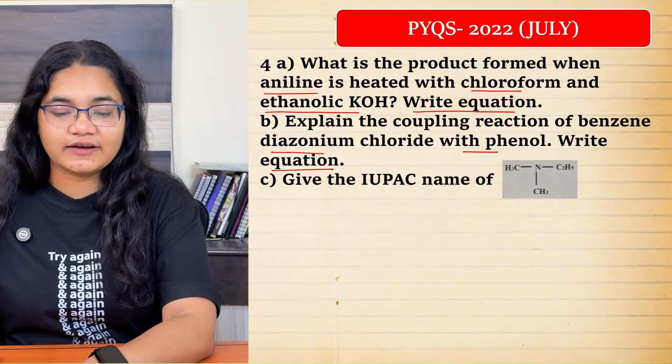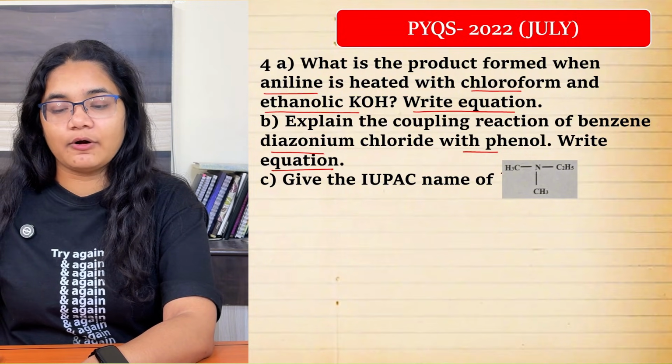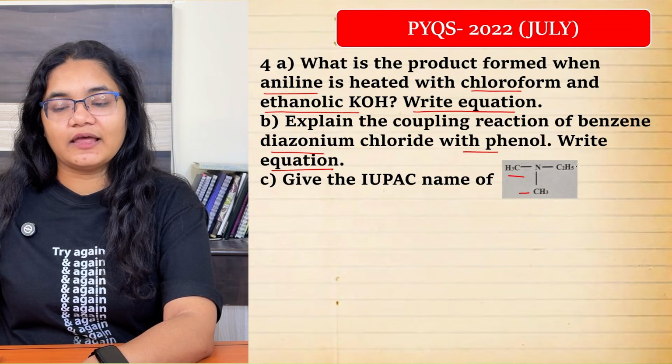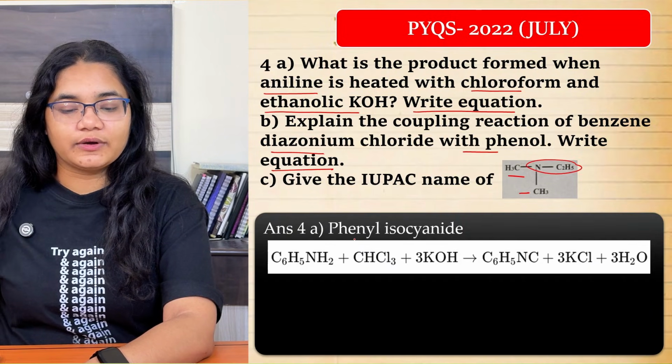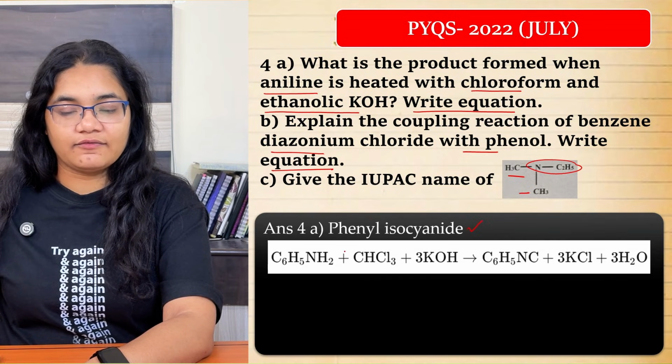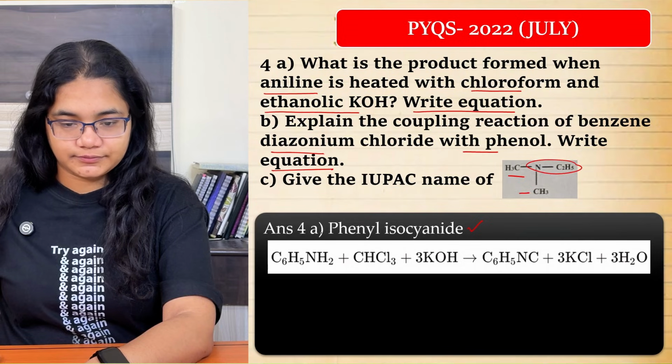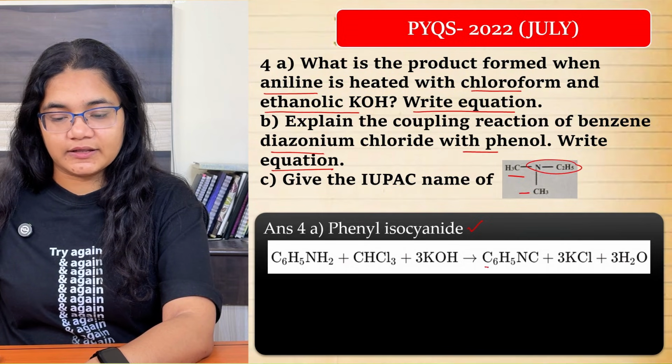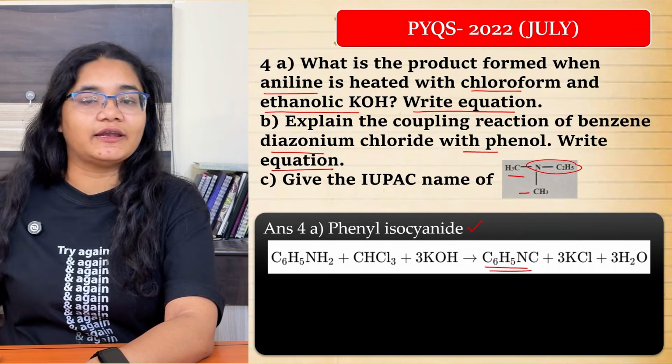And next is: write the IUPAC name of the given compound. So it is N,N-dimethyl ethanamine. You can see the first product will be phenyl isocyanide, and here we have the reaction. I'll just write that C6H5NC will be your final product here.